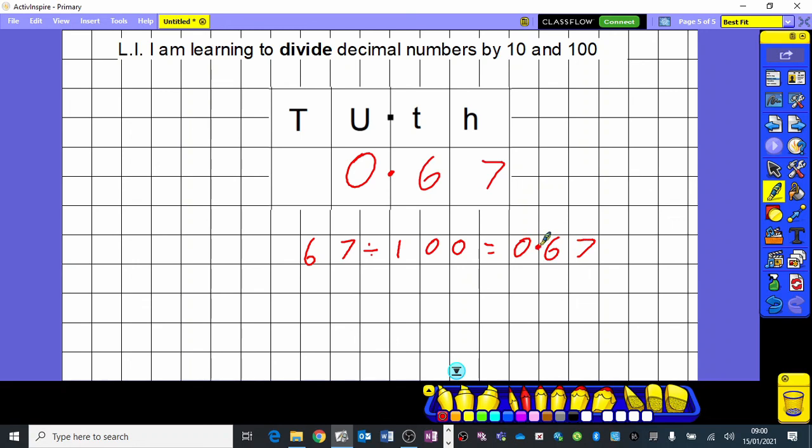So there you have it. That is how to multiply and divide decimal numbers by tens and 100s.